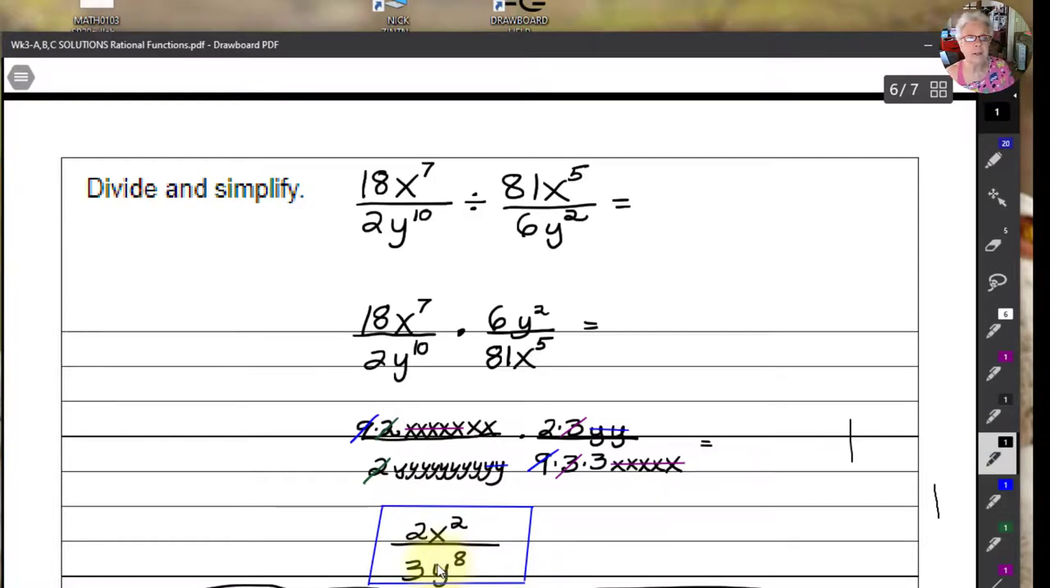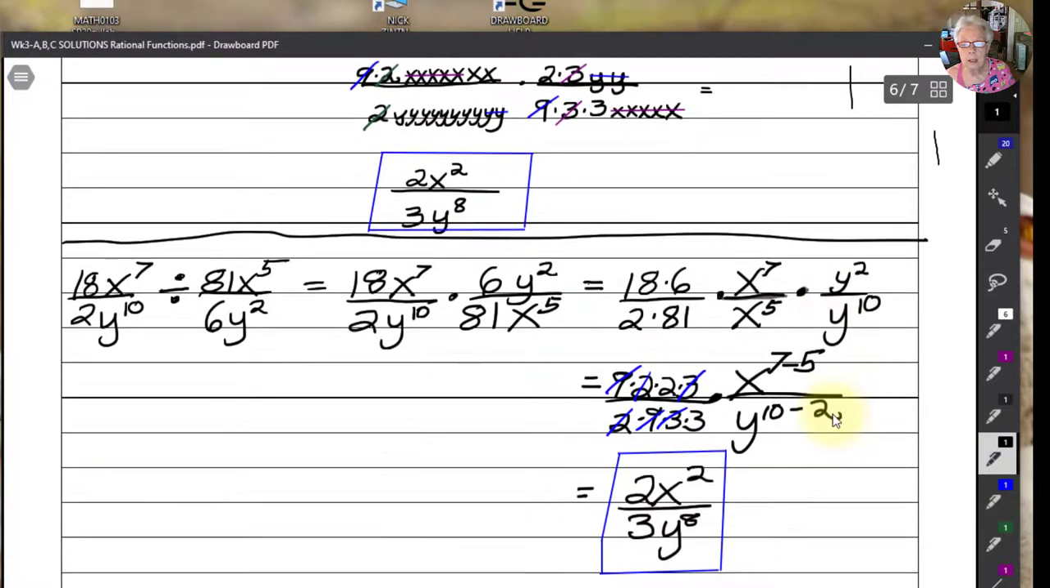Now that's kind of a very basic way to do this problem. So let's look at those rules you learned in beginning algebra. Here we have 18x to the 7th over 2y to the 10th divided by 81x to the 5th over 6y squared. That's going to equal 18x to the 7th times 6y squared over 2y to the 10th times 81x to the 5th.